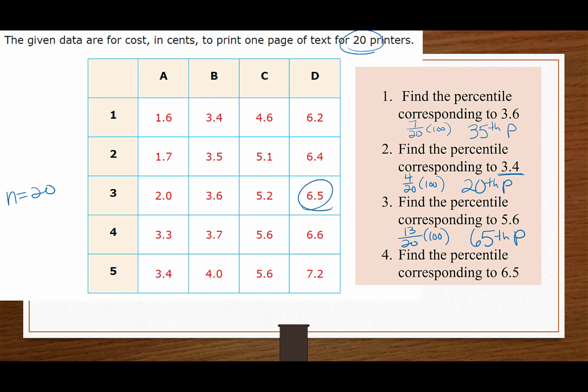One more, 6.5, there is 17 out of 20 values less than 6.5. We'll convert that ratio to a percent, which would be 85%. Because 85% of the data is less than 6.5, that specific data point sits in the 85th percentile.